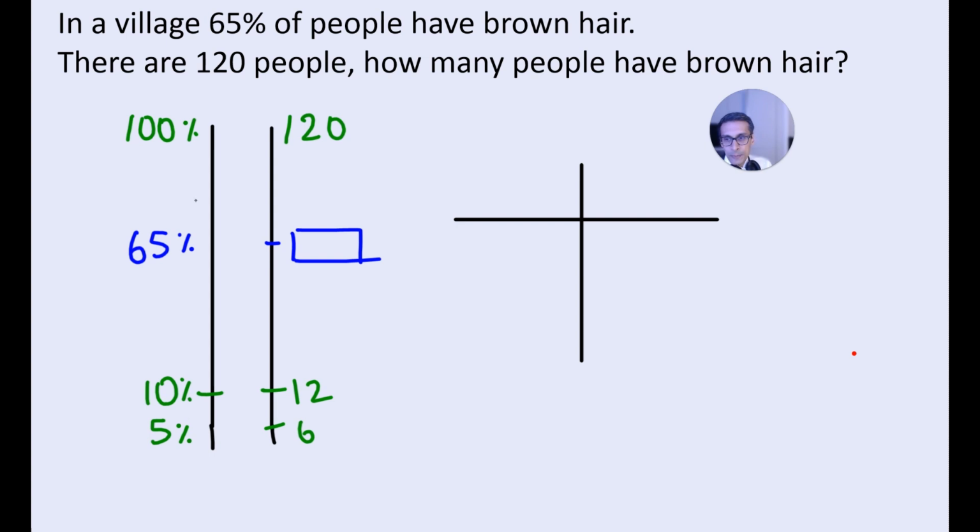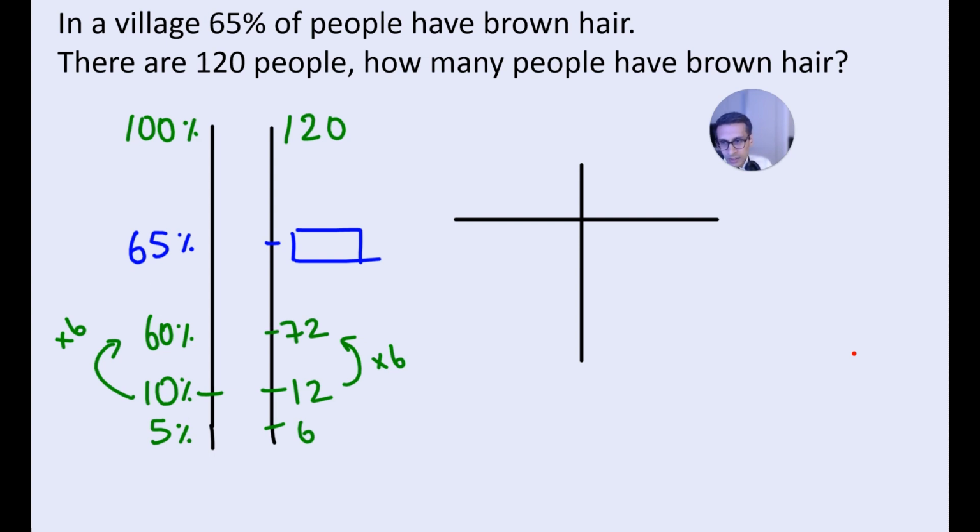So let's work out 60%. To go from 10 to 60, we're going to times it by 6. And we're going to have to do the same thing here. So we're going to do 12 times 6. So we're going to get 72.